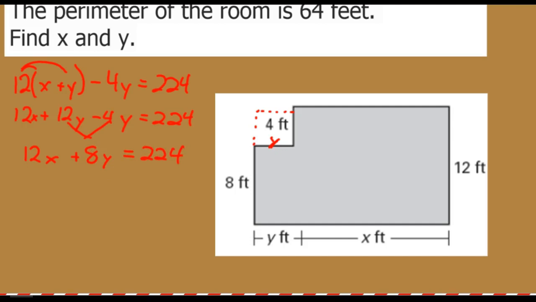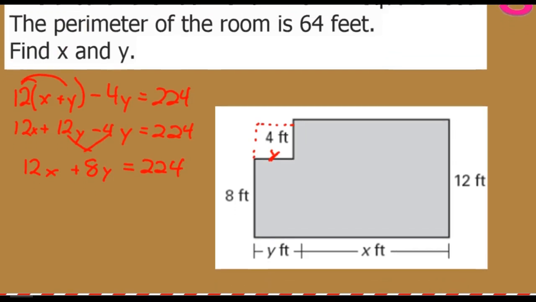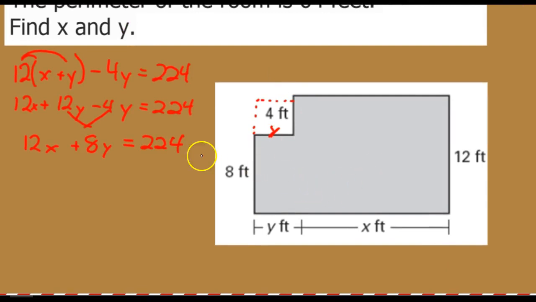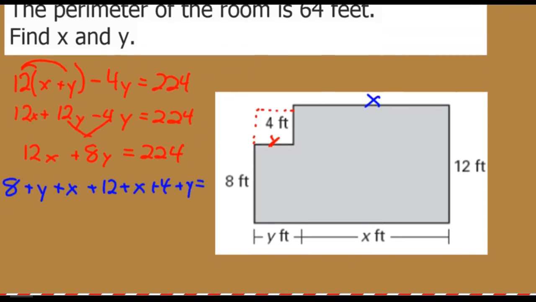Now we need to find the equation for the perimeter. Now the perimeter is just the length around the room. So what I'm going to do is take each side and add them up. So we first start with 8. Then we're going to add y. Then we're going to add x. Then we're going to add 12. We know that this side is also x because it's the same as there. So we're going to add another x. Then we're going to add 4. And we determined that this was y, so we're going to add one last y. And that's going to equal 64.